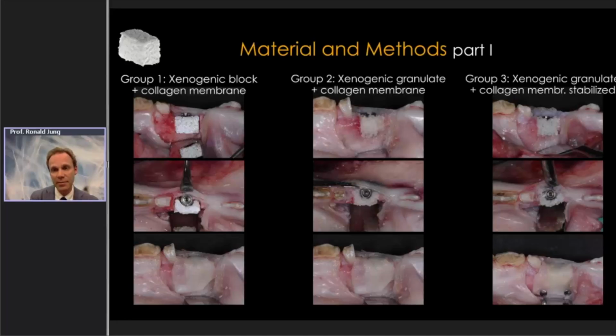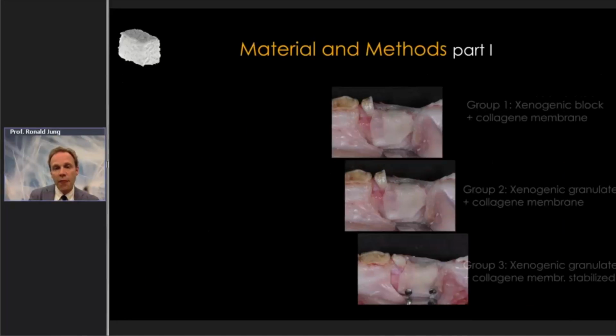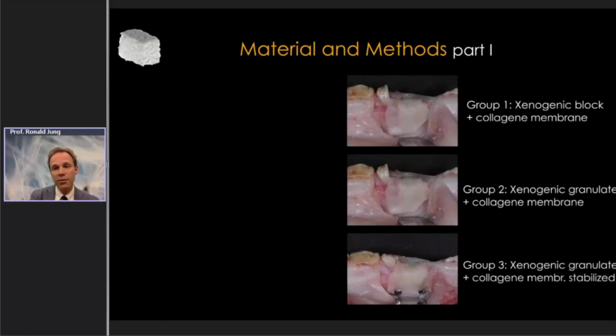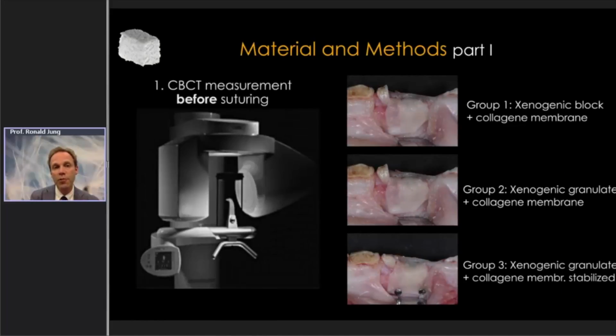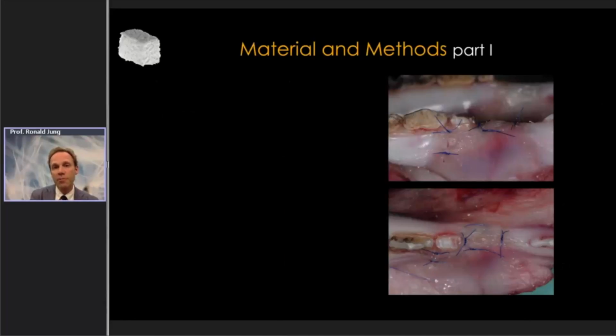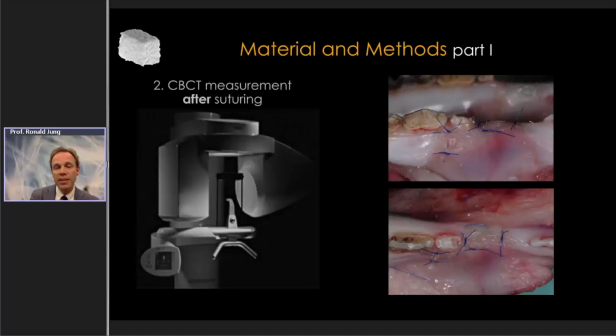After we placed the membrane on top of this graft material, we performed the first cone beam CT in order to see how much we had augmented just after covering it with a membrane. Thereafter, it is necessary to close the flap. That means we need to release the periosteum and close the flap. And we all know there is a lot of manipulation taking place at the level of the flap, and we wanted to know what happens to the volume of the grafted site. So we did a second CBCT after suturing and flap closure.